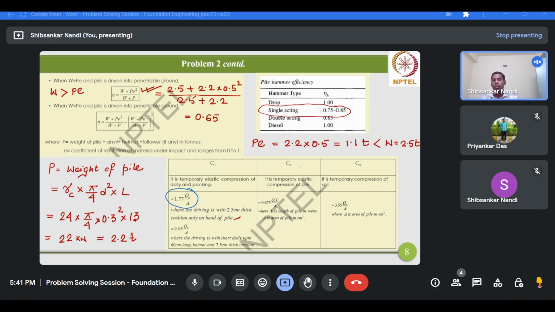Okay, now coming to C2, it's the temporary elastic compression of pile, and you can calculate this C2 value from this equation: 0.675 times QU L by A.